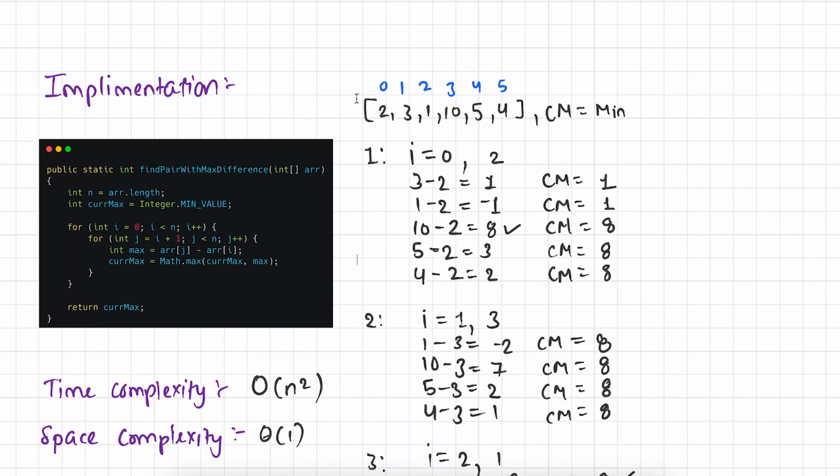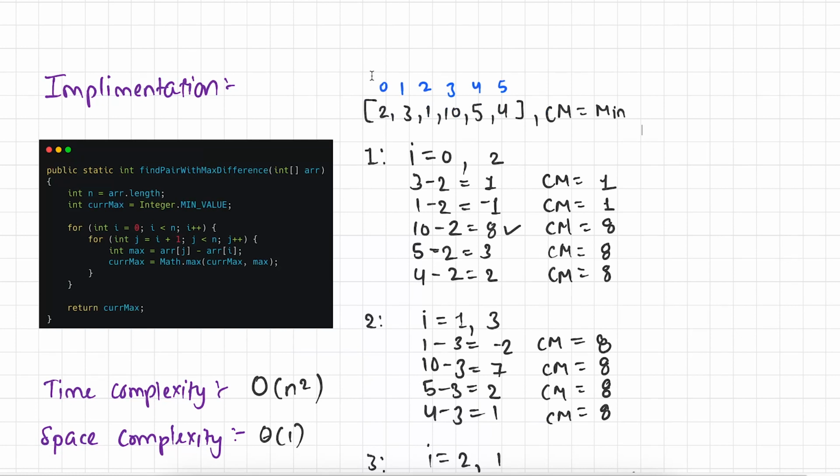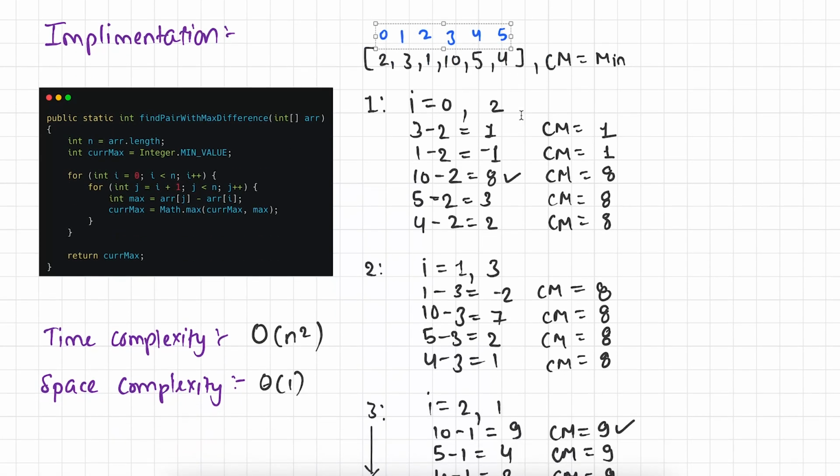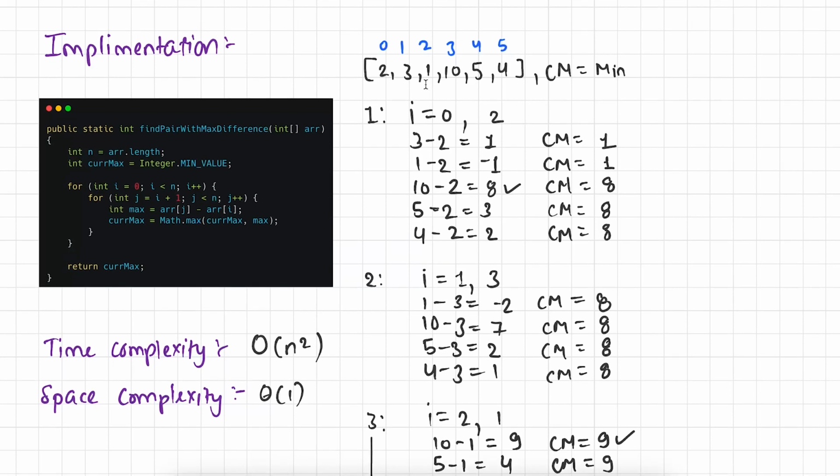So we have this array 2 3 1 10 5 4, and we are initializing current maximum to the minimum value, that is Integer.MIN_VALUE, and these are the indexes of all the elements present in the array. So when we run this program, our loop begins. In the first iteration the value of i is 0, and the element present at index 0 is 2.